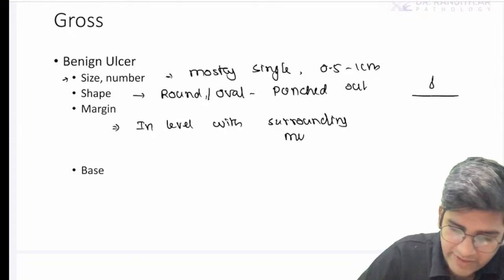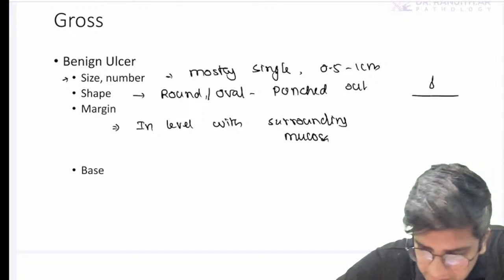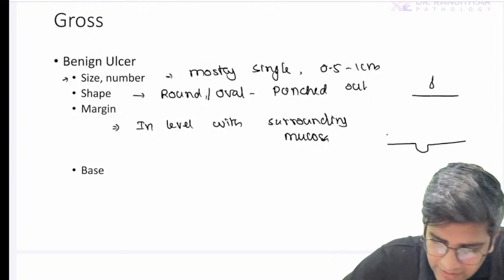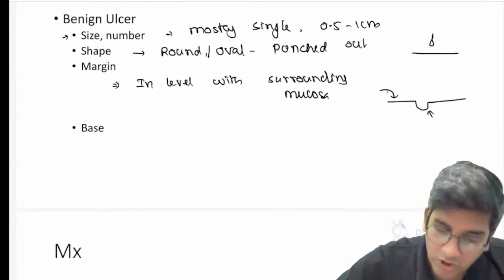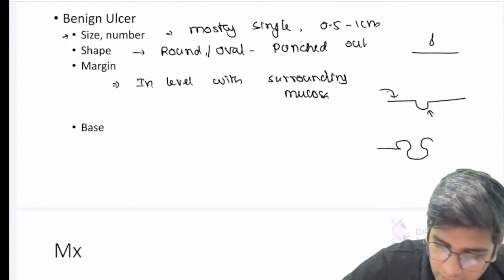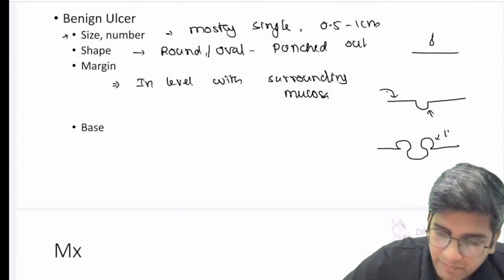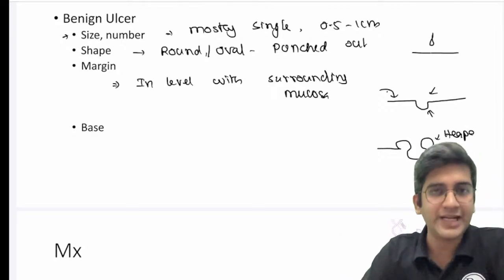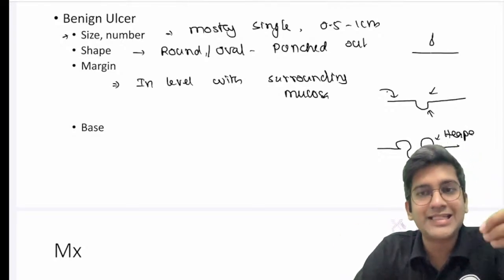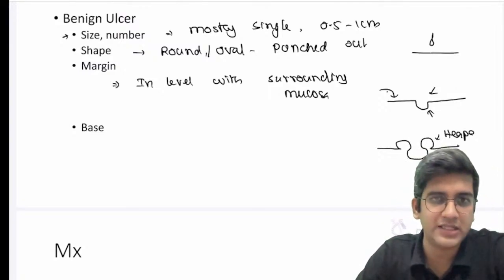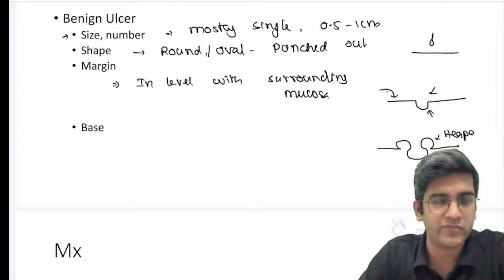There's a classical finding here. So it will be exactly like this. It's just an ulcer. Assume this is the surrounding mucosa. This is the punched out ulcer. It will be level. On the other hand, a malignant ulcer will have a margin like this. This is called a heaped up margin. It's heaped up. This is in level with the surrounding mucosa, right? You'll have radiating mucosa reaching up to the margin of the ulcer. That's also an important finding.